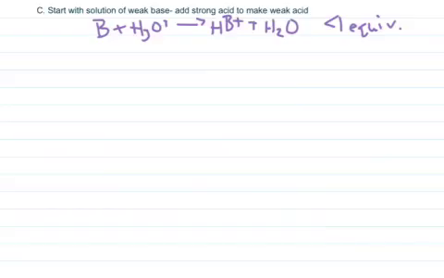Now we can do the same thing if we start with a weak base and then add a strong acid. For example, we can use hydrochloric acid. We will make a weak acid. Again, we need to have a 1 equivalency. So let's take a look at another example.